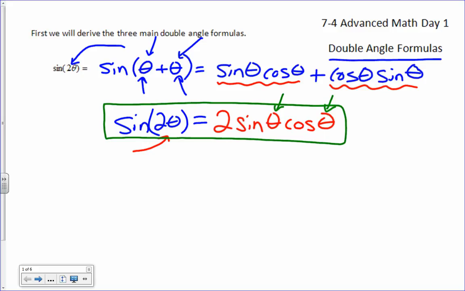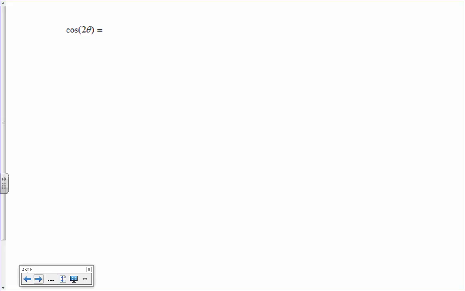And really deriving the other formulas is actually very similar. The next one you have is cosine of 2 theta. I don't really want it to say 2 theta. I'd really rather it was just theta, the original angle. And so let's just do the same thing. Make it theta plus theta. It's another way of writing 2 theta.